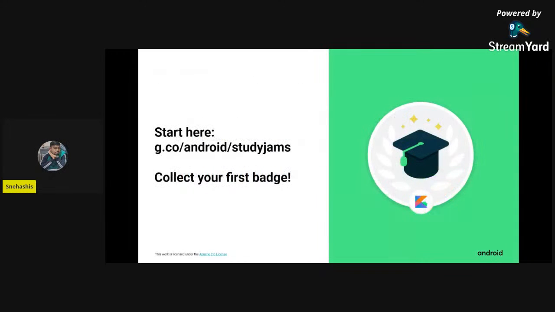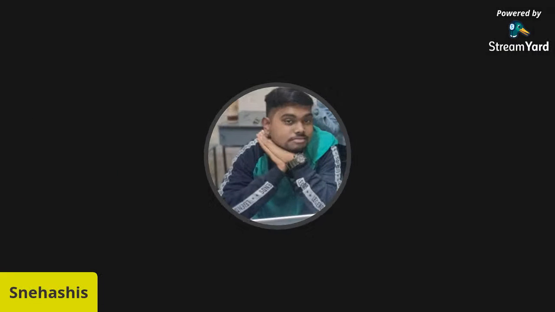So, what should you do? You should start with this place. You have to go to this site, g.co/android/studygems, and collect your first batch. Now let me share my screen and show you this site. And here you go.